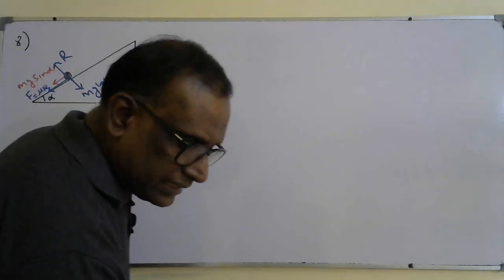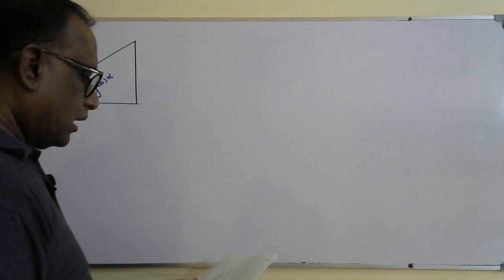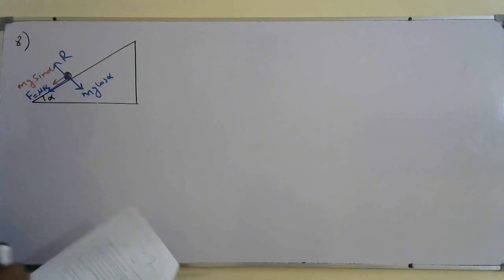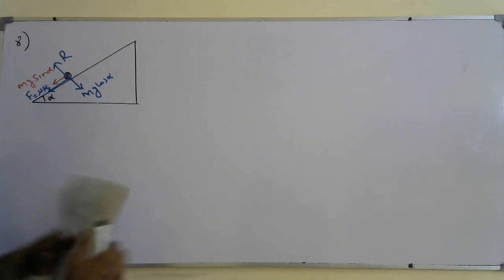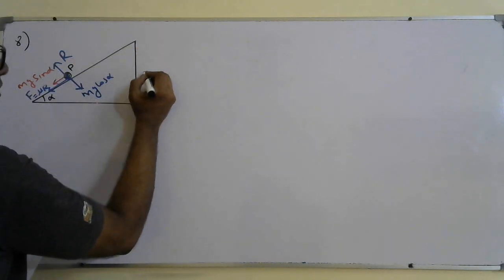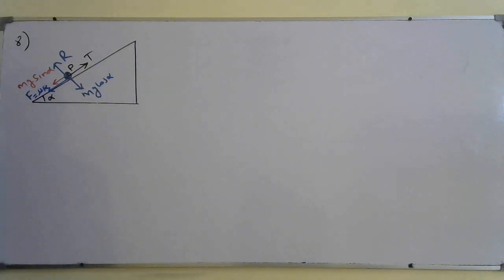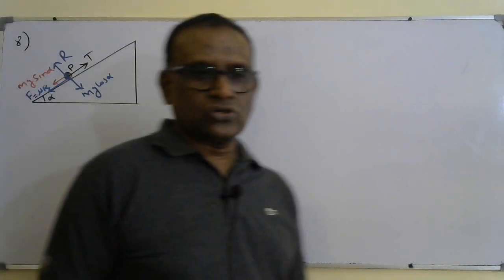When you consider the second sphere, which is on the other side, that is Q, and this is P. Q is passing over the pulley, and there will be tension also. I didn't mark it, but the tension is also there on P.